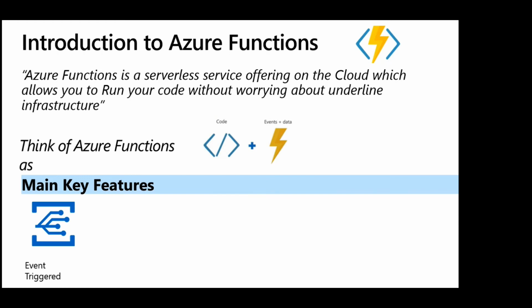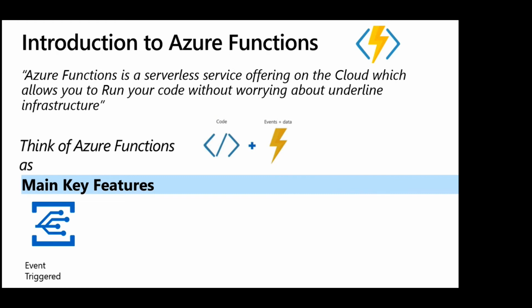So you have written some code. It can be PowerShell, it can be C#, it can be Ruby, it can be Python. And how do you trigger it? So that is the event. And what do you do with the data? So you have event plus data, and you have code, so you run your code. Now, the main key feature, it is event trigger.